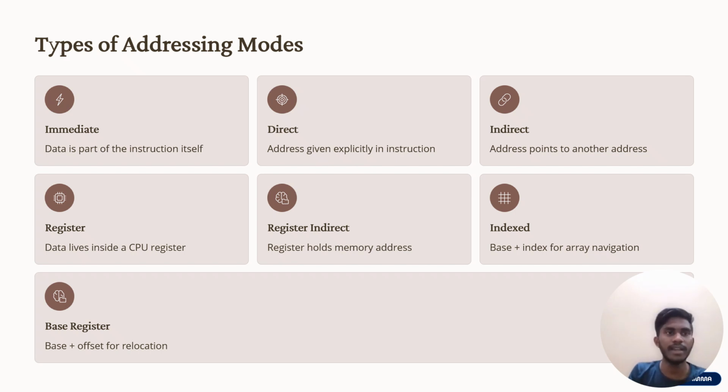Immediate. Data is part of the instruction itself. Direct. Address given explicitly in the instruction. Indirect. Address points to another address. Register. Data lives inside a CPU register. Register indirect. Register holds the memory address. Indexed. Base plus index for array navigation. Base register. Base plus offset for relocation.